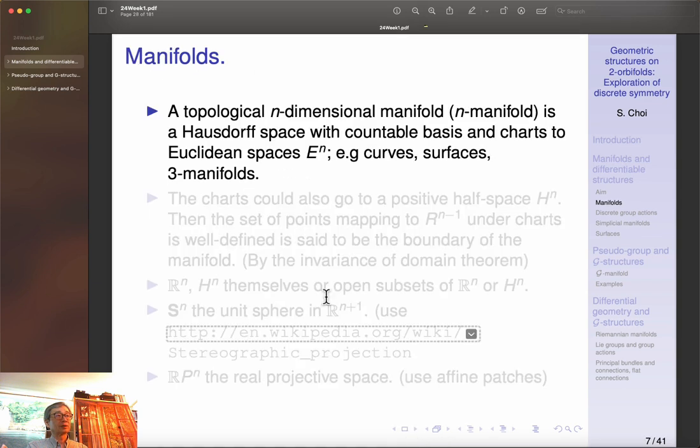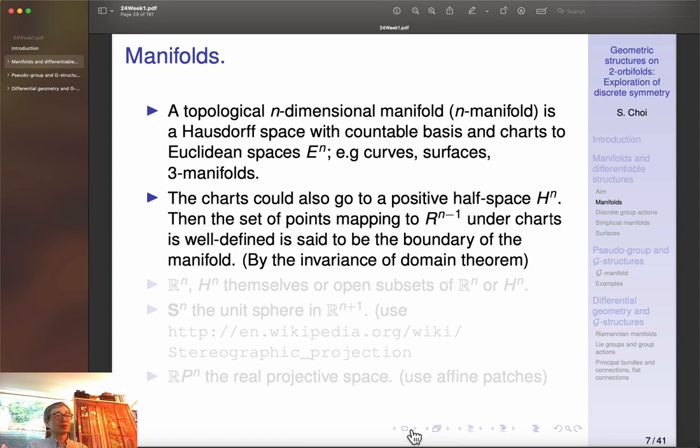So manifolds. A topological n-manifold, or just n-manifold, is a Hausdorff space with countable basis, and the charts go to Euclidean space R^n. For example, curves and surfaces and 3-manifolds are examples. Charts could also go to a positive half space H^n, then the set of points mapping to the boundary on the chart is well defined and is said to be the boundary of the manifold. Of course, we need the invariance of domain theorem to say that the boundary is a well-defined set.